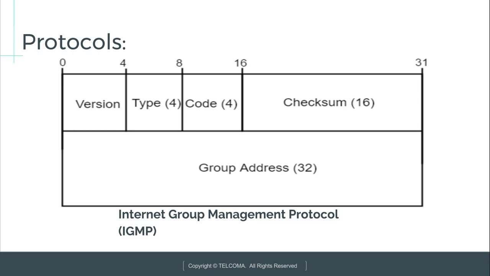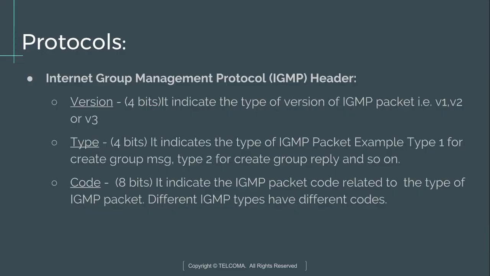This is the header of IGMP, consisting of version, type, code, checksum and group address. It is somewhat the same as the ICMP header. First is version, which is 4 bits and indicates the version of the IGMP packet, that is V1, V2 or V3. And type. It indicates the type of IGMP packet. For example, type 1 for create group request message and type 2 for create group reply and so on. Next is code. It is 8 bits and indicates the IGMP packet code related to the type of IGMP packet. Different IGMP types have different codes.